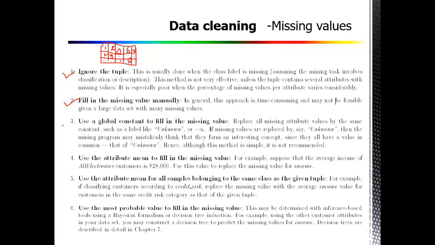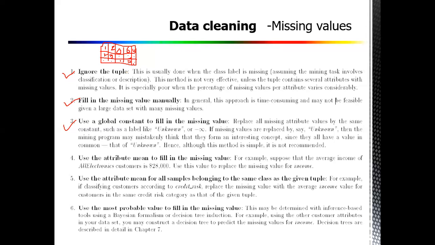Next one is use a global constant to fill in the missing values. So what do you understand by this one? The global constant means fill all the missing values by some label, like you can say null, unknown, or infinity, minus infinity. In that way you can fill up these values. So suppose all these values are filled up by infinite values, all values having infinite in that one.